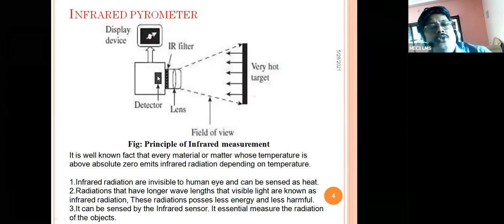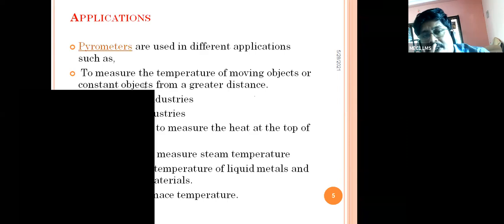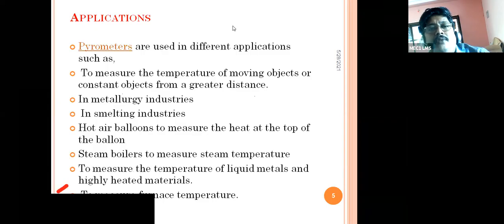So next we'll go for the next topic. Applications of pyrometers. Overall applications. Pyrometers are used in a wide range of applications to measure the temperature of any objects. It is a non-contacting type device. It measures the temperature of moving or constant objects from a greater distance. That's why I told you it is a non-contact type.